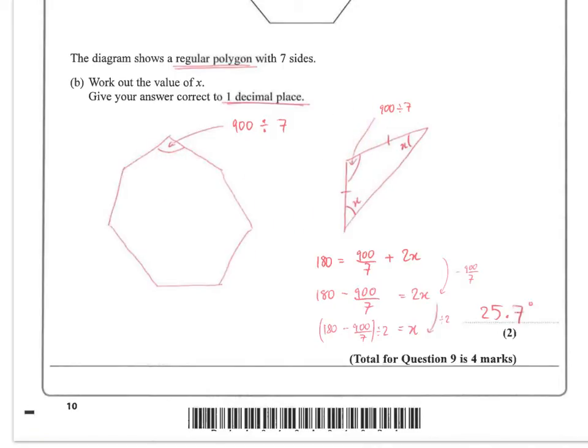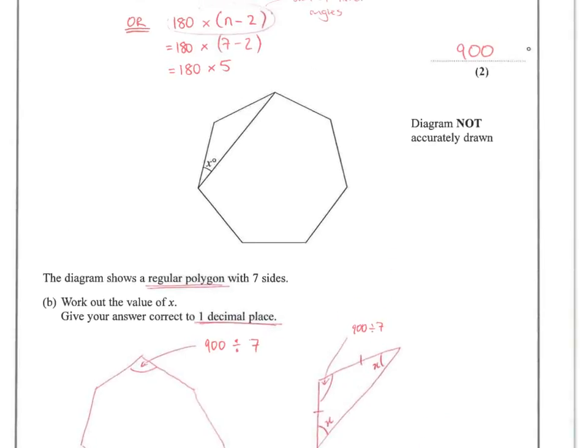Now, looking at my diagram, this point here is the interior angle, 900 divided by 7. With this angle being x. Now, if it's a regular polygon, which it says it is, then I know this side length and this side length are the same length. So this triangle is isosceles, so this angle here is also x.